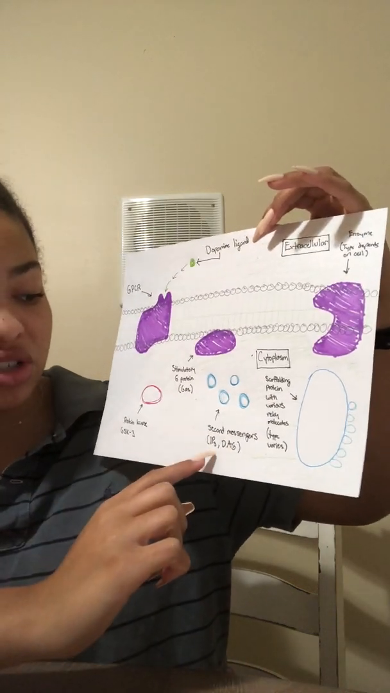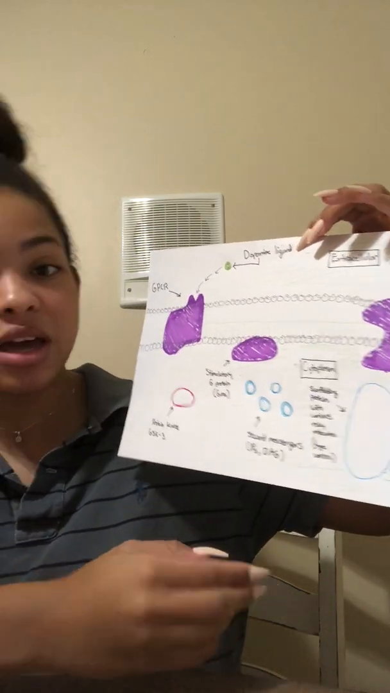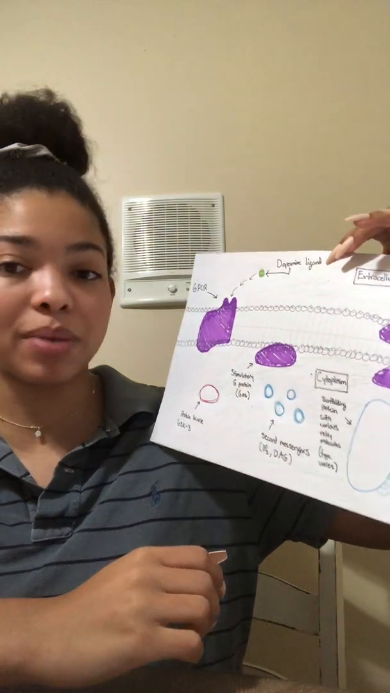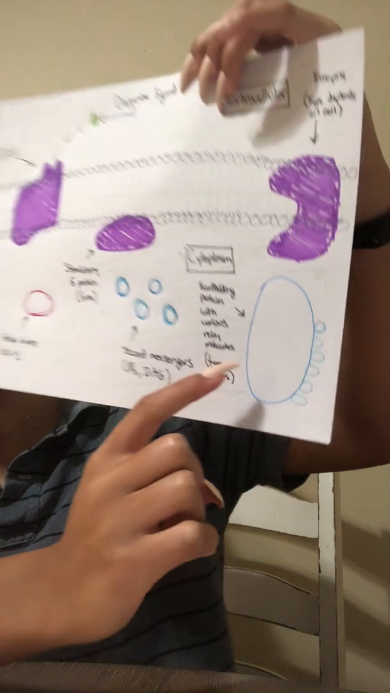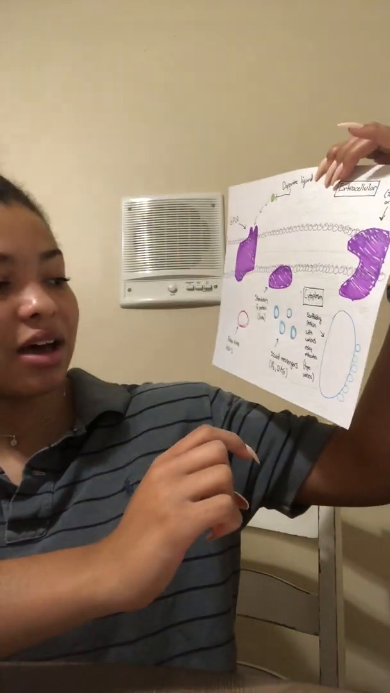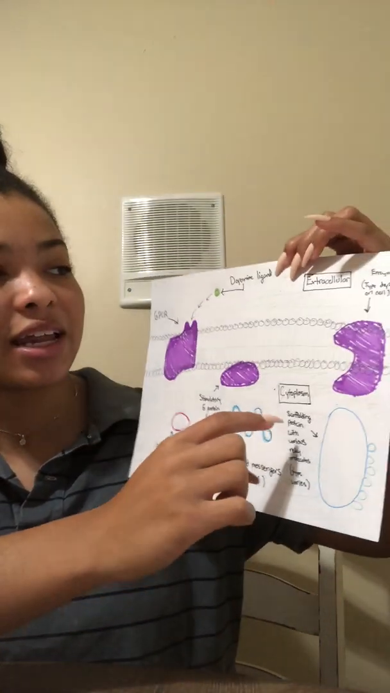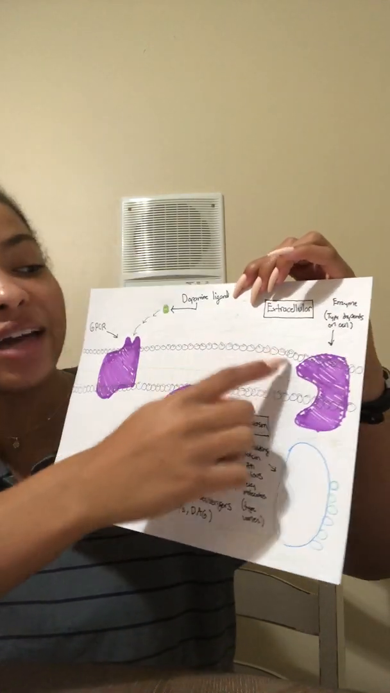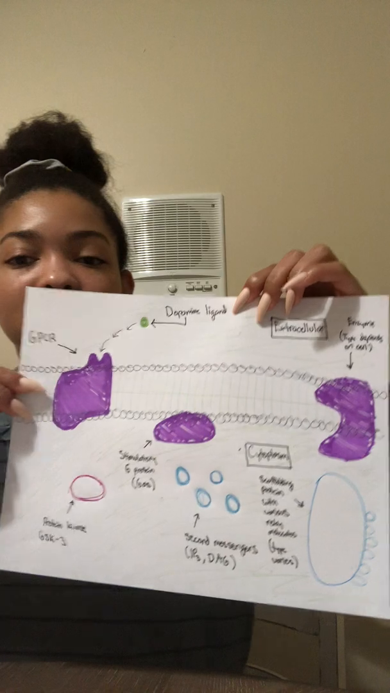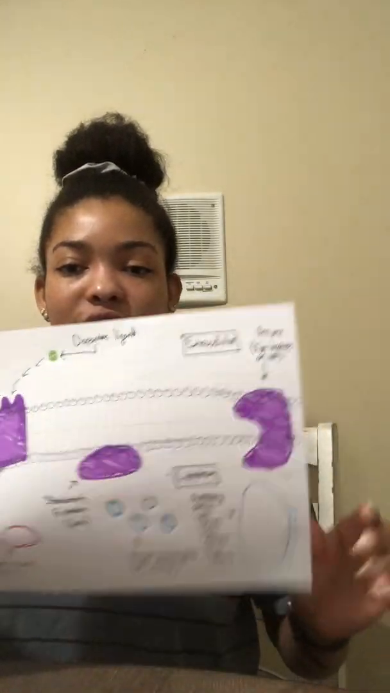These are second messengers, which can be IP3, DAG, and they can also be calcium ions, just depending on what part of the brain you're talking about. And a scaffolding protein with various relay molecules attached to it. The type varies, like I said. And then the enzyme that catalyzes all of this also depends on what part of the brain you're talking about.